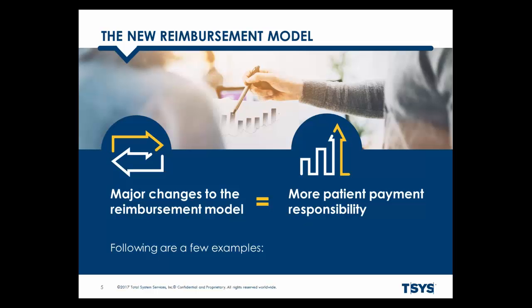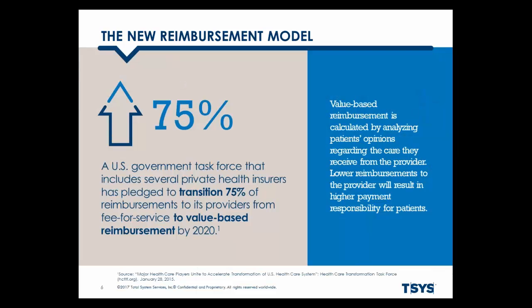The first one has to do with value-based care. And while this doesn't directly impact the patient financial continuum, the indirect ramifications of value-based care on patient payments can have some pretty significant impacts on a practice. When we look at the stat here, the government insurers as well as some of the private insurers are looking to transition 75% of reimbursement over to a value-based care model over the course of the next couple of years.